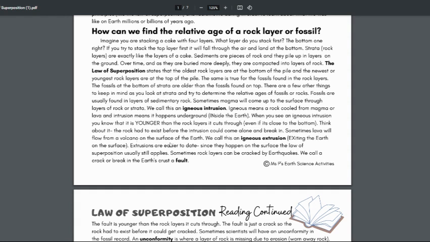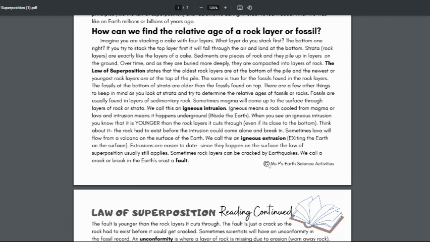Sometimes lava will flow from a volcano on the surface of the earth. We call this an igneous extrusion, exiting the earth on the surface. Extrusions are easier to date since they happen on the surface. The law of superposition usually still applies.